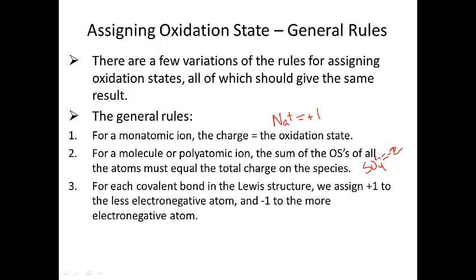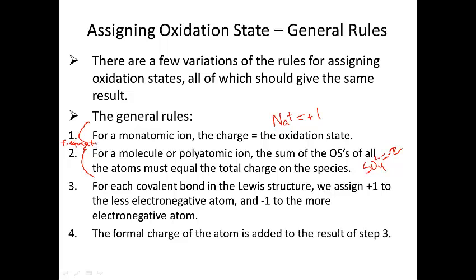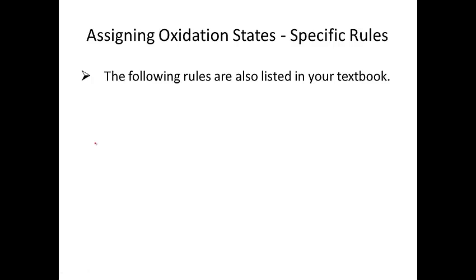For each covalent bond in a Lewis structure, we assign +1 to the less electronegative atom and -1 to the more electronegative atom. This one is not going to come up very frequently. These will come up a lot. 3 comes up less. And the formal charge is added to the result of step 3. So this also comes up very infrequently. Really, when we're doing redox reactions, 1 and 2 are important. And then the following page. Following rules are also listed.